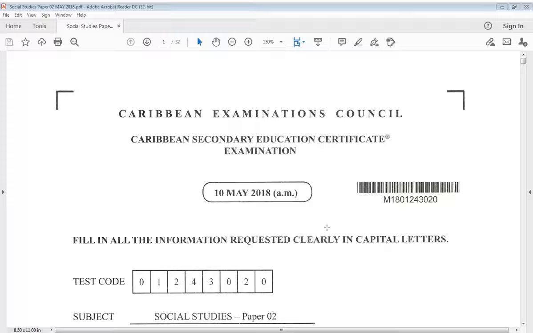I will be doing the CSEC Social Studies May-June 2018 paper 2. I will be looking at question 1 on the family, helping you to prepare for your exam on Thursday.